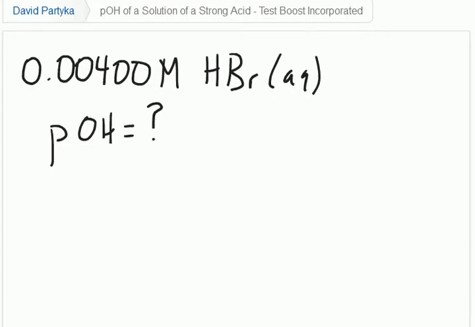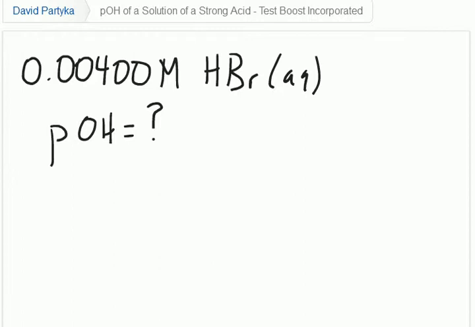In this problem, we're asked to determine the pOH of a 0.00400 molar aqueous solution of hydrobromic acid. Now, there are two things that we need to remember for this problem.